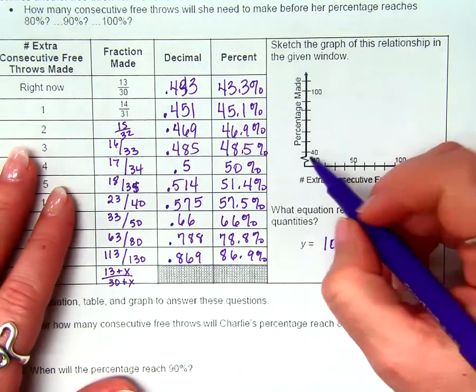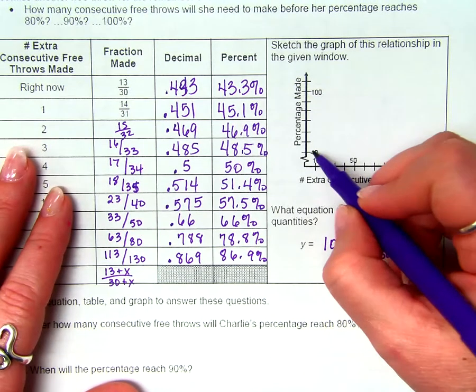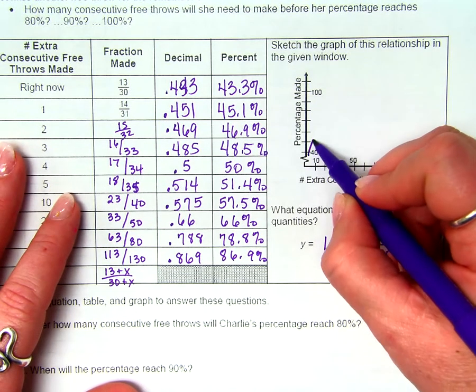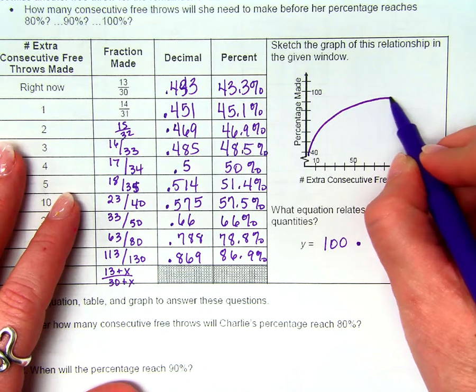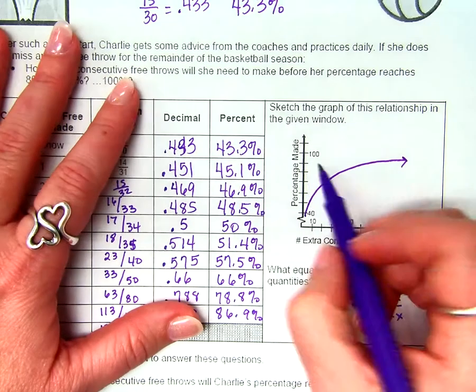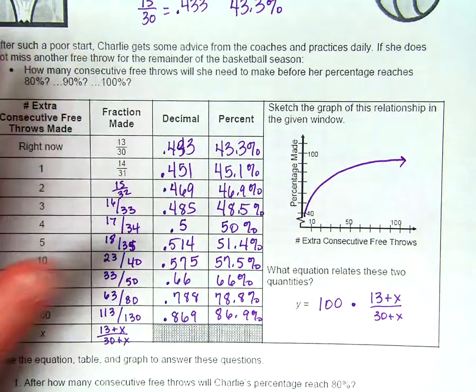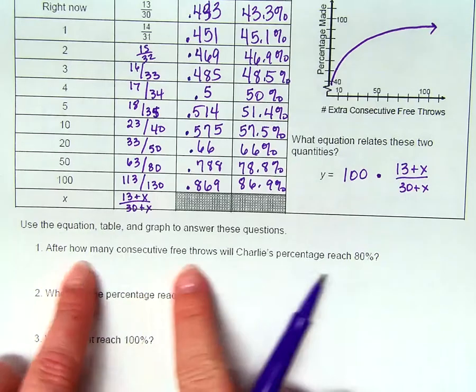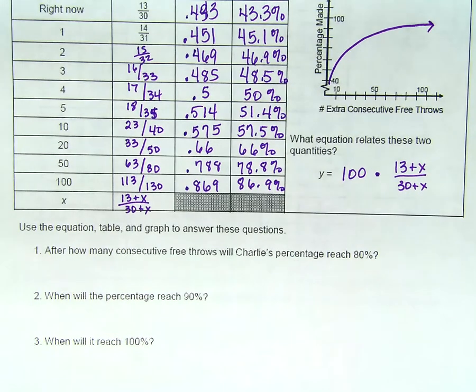And when you graph it, guess what it looks like? How about if I just show you? Is that all right? Like that. And right here, what's happening at 100? After how many consecutive free throws will her percentage reach 80%?